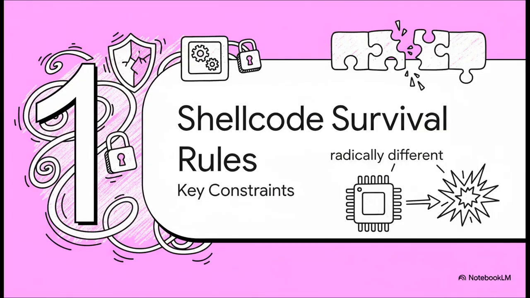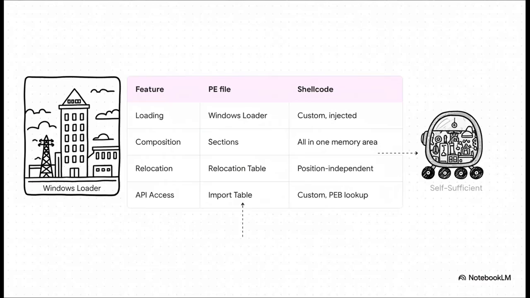And there is. But before we get to that amazing shortcut, we really need to get our heads around the rules of the game. We can call them the Shellcode survival rules. These are the basic, unbreakable laws that make Shellcode completely different from a regular program you just compile and run. So this table here just lays it all out perfectly.